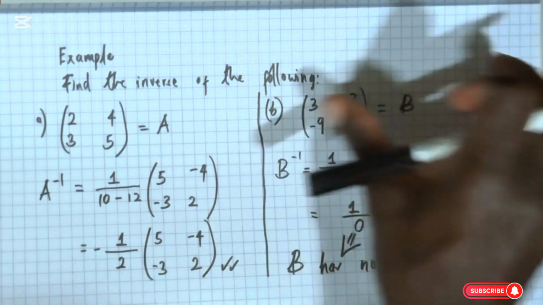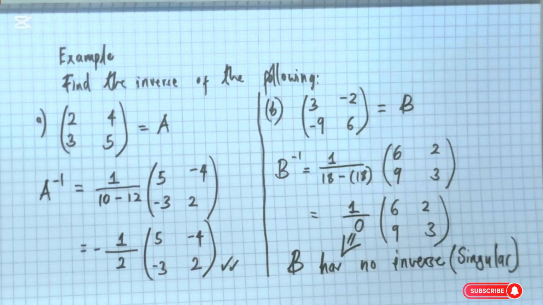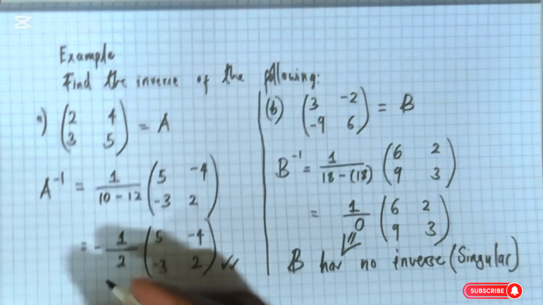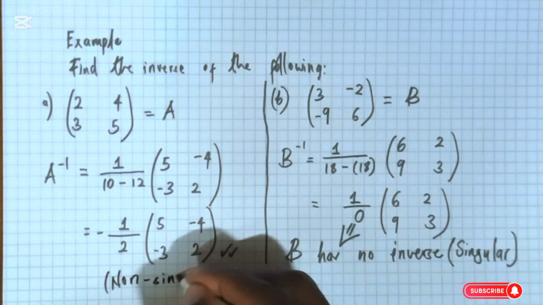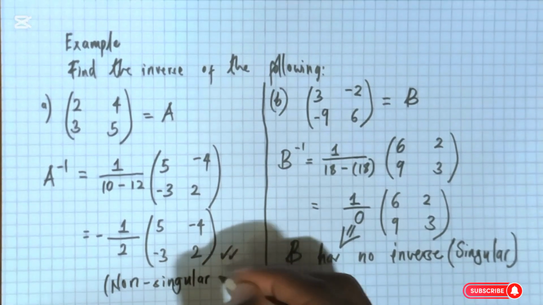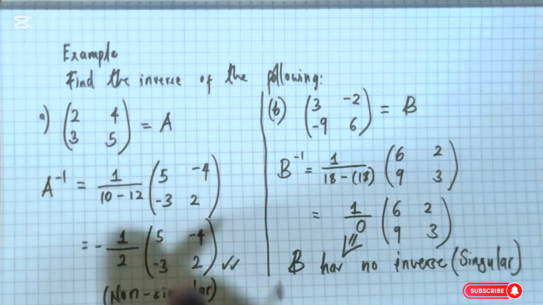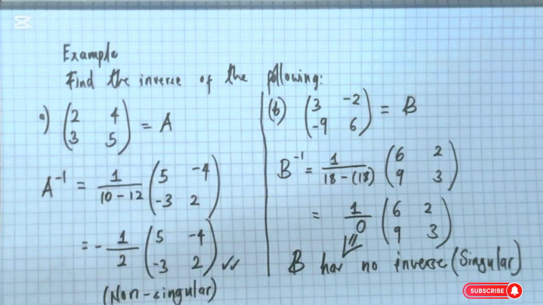It's a matrix without an inverse, and a matrix that does have an inverse, on the other hand, is called a non-singular matrix. For example, in the first example we handled, this here is a non-singular matrix.